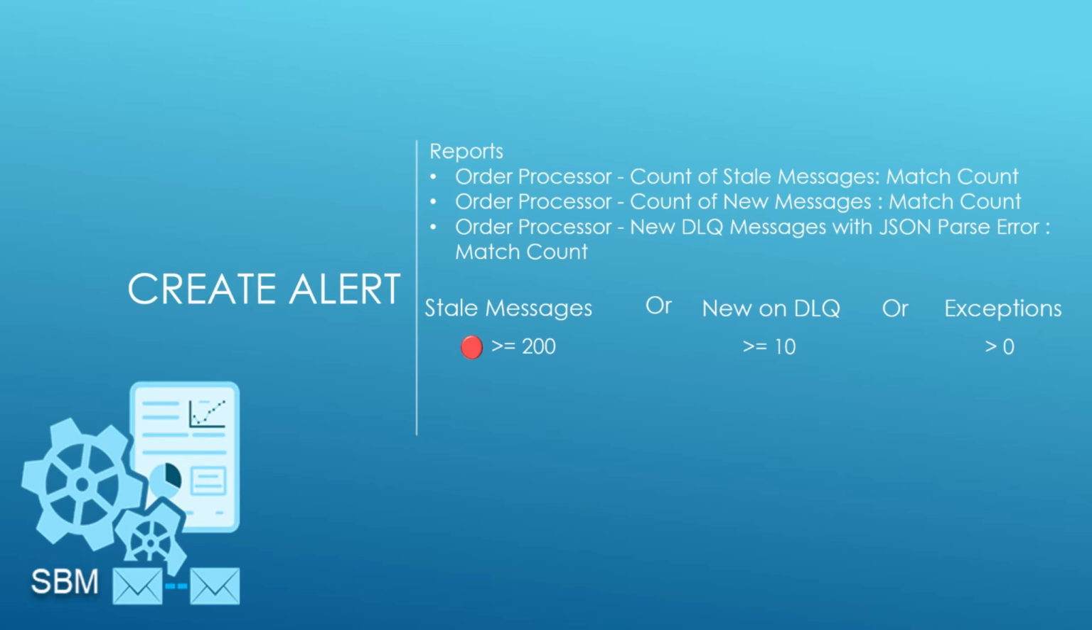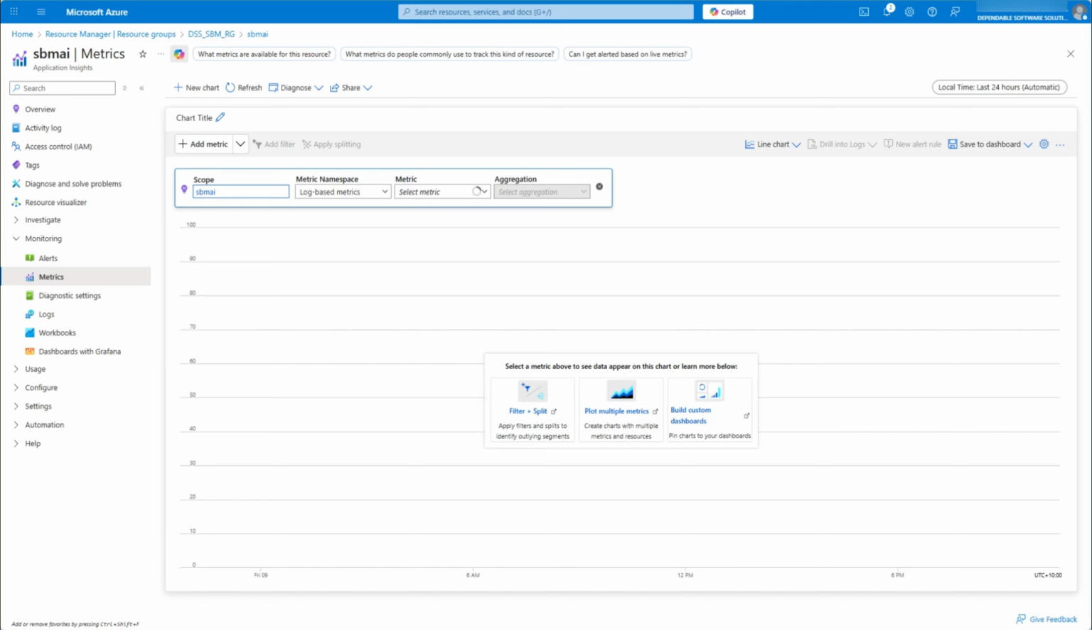I'm going to query on the match count variant of each report as I have configured to scan 100% of messages on this resource. You may wish to use the projected matches if you chose to scan less than 100% of messages. Let's create a new Azure Alert rule. First, let's craft a KQL query.